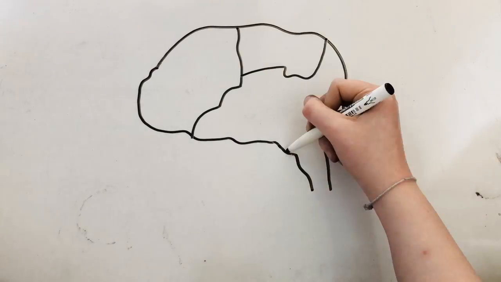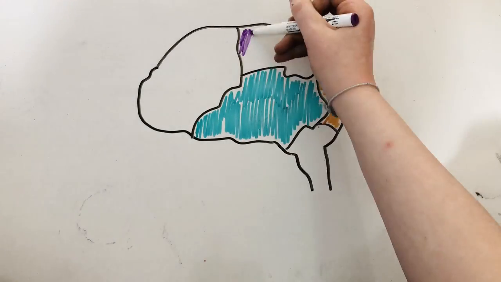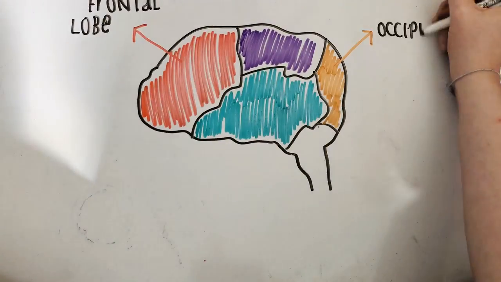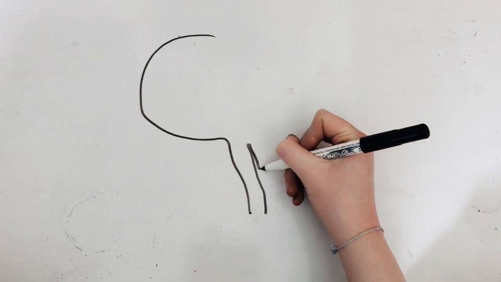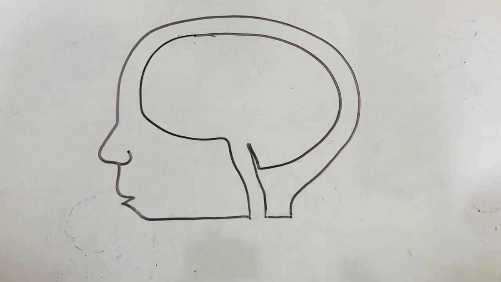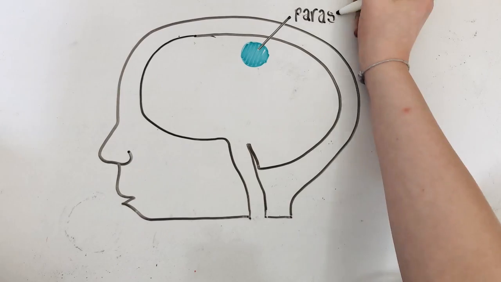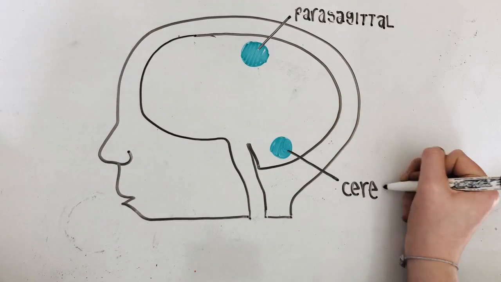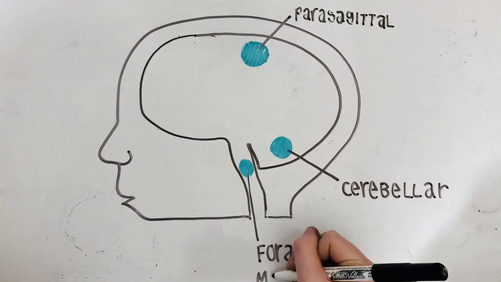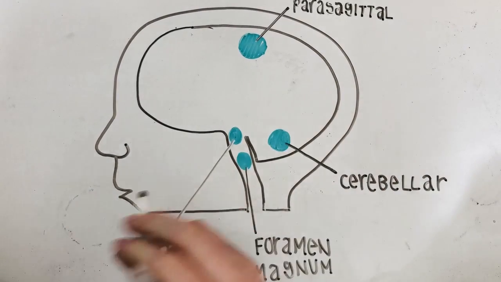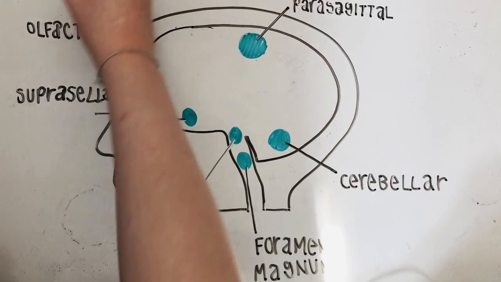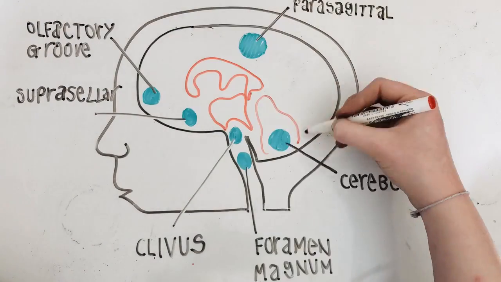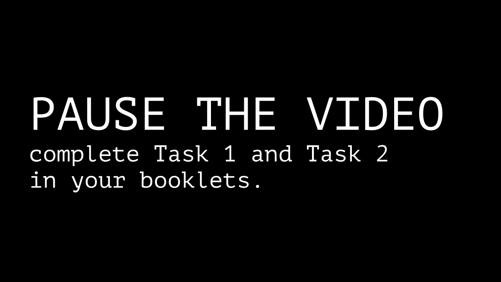As you already know, there are different lobes of the brain. Today, we will be focusing on the frontal lobe, the parietal lobe, the occipital lobe, and the temporal lobe. What you may not know is that tumours that develop in specific areas are given names. For example, the olfactory groove and the suprasellar are names for tumours that have developed in the frontal lobe. Parasagittal is a name for a tumour that has developed in the parietal lobe. Other names for tumours are clivus, foramen magnum, and cerebellar, which are located in the brainstem and the cerebellum. Now pause the video and complete tasks 1 and 2 in your booklets.